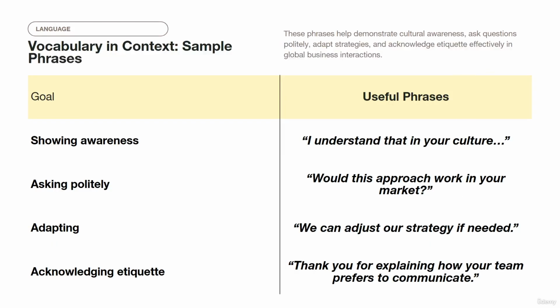So our first port of call is careful, polite language. If you're not sure, ask in a polite way. So showing awareness: "I understand that in your culture, X, Y, and Z is the norm of the etiquette." Or "Would this approach work in your market?" You're deferring to the local expertise of the person you're talking to. "We can adjust our strategy if needed." Self-explanatory. "Thank you for explaining how your team prefers to communicate." So this is knowledge. If you're not going in with that knowledge of how communication is done in that particular context, there's nothing wrong with just asking the question and finding out politely.